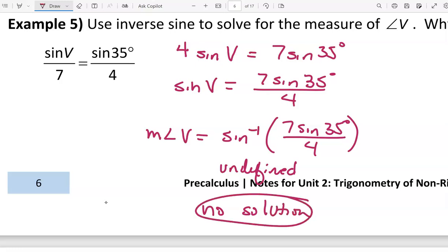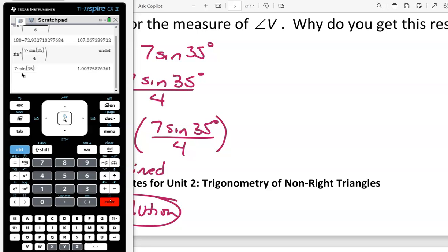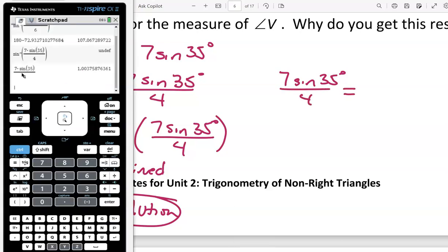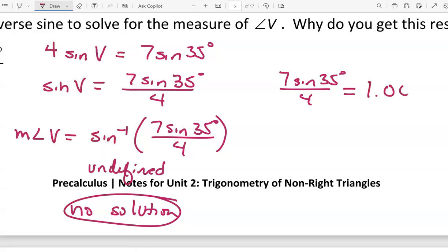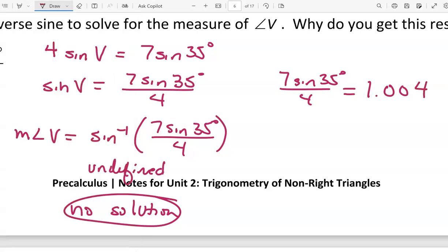In order to help us understand that, what I want to do is just type what's on the inside of the inverse sine. On the inside of the inverse sine is a fraction, 7 times the sine of 35 degrees divided by 4. And that number is equal to about 1.004. And that was what our sine of angle V was equal to, right?